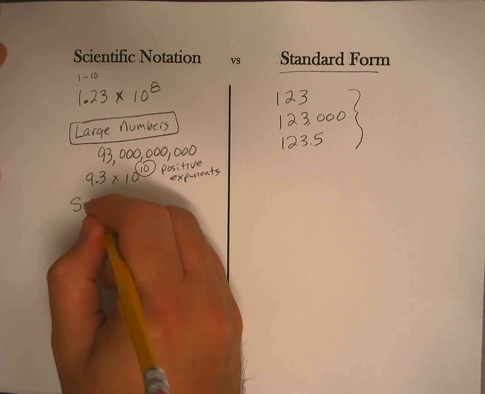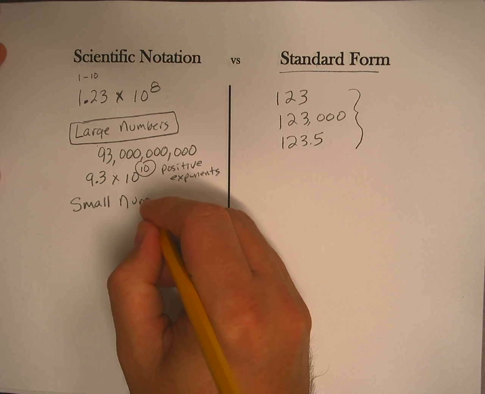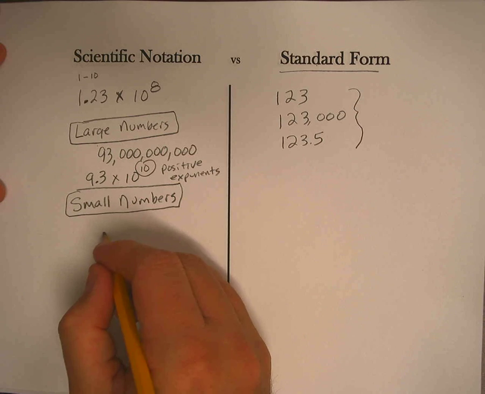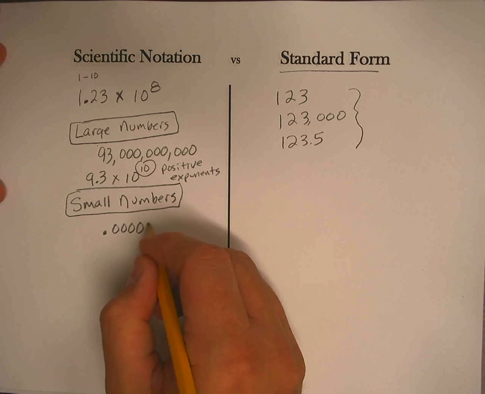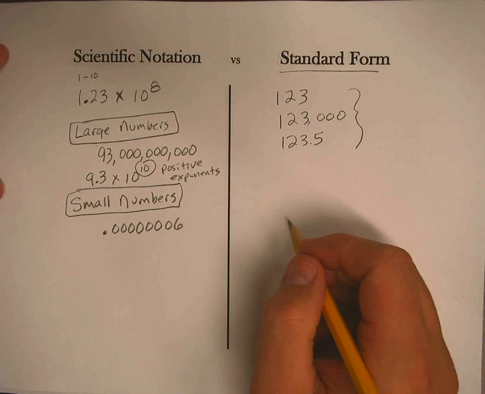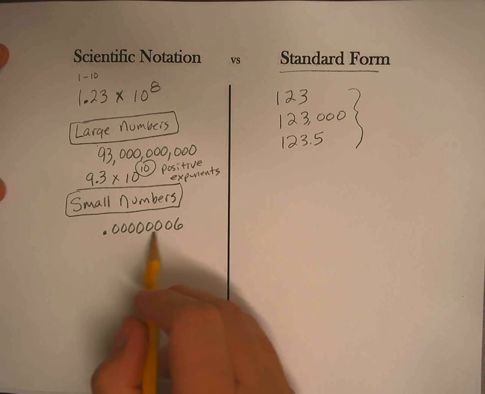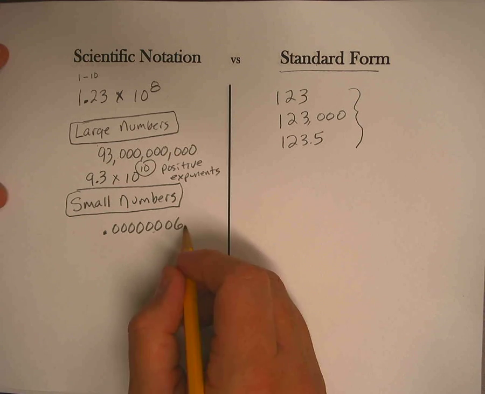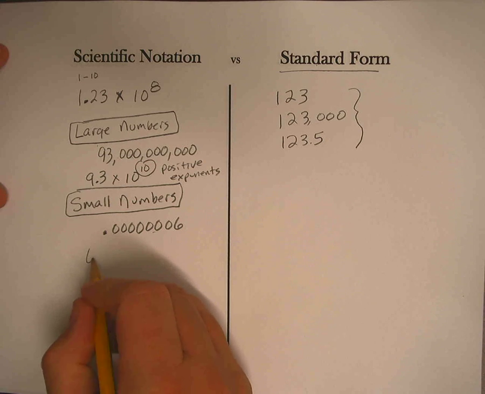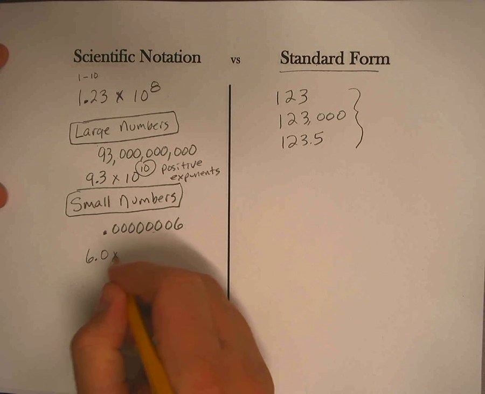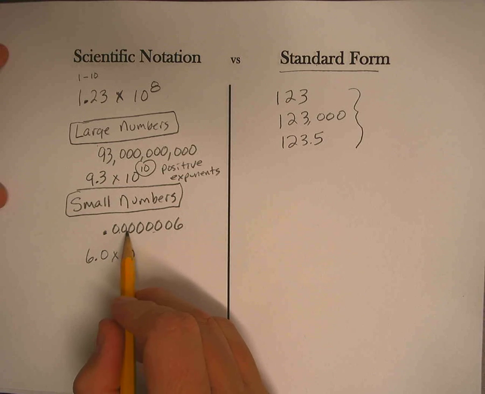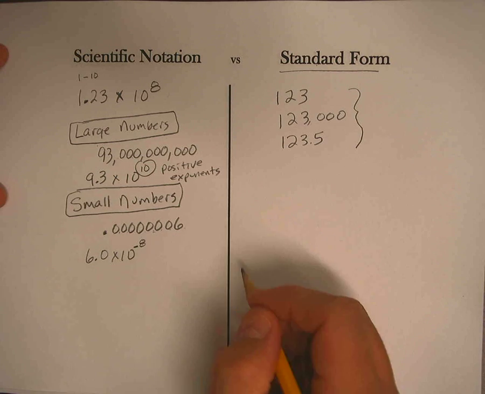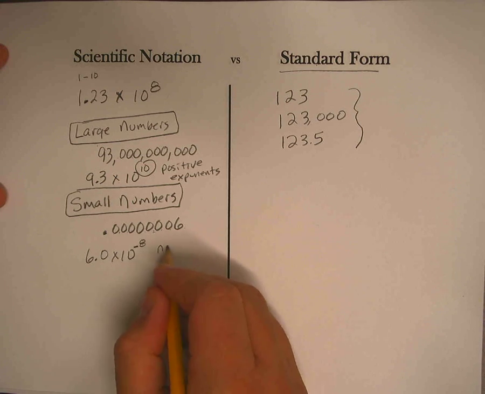Well, what about small numbers? What do those look like? Well, let's take a very small number, say 0.00000006. A very small number. Well, you get the picture. Well, I can write this number, again moving the decimal to the right of the first non-zero significant digit, as 6.0 times 10, and we've moved the decimal 1, 2, 3, 4, 5, 6, 7, 8, and it is a very small number, so it has a negative exponent.